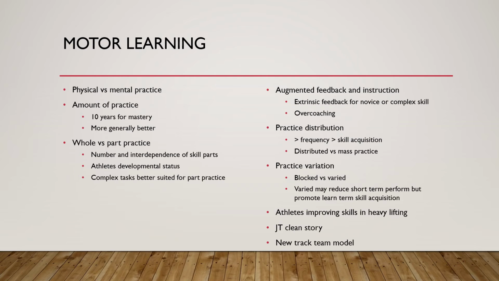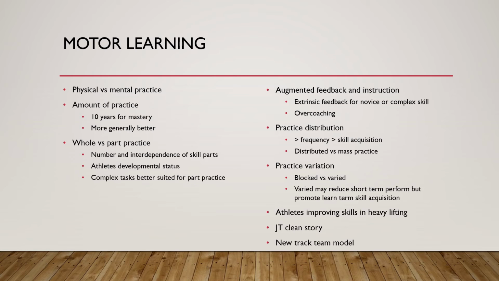How do we break our practices? Or how do we break apart our movements? So whole versus part practice of movements really depends on the number of movements or parts and the interdependence of those parts. So if we're thinking of a given movement, let's say hurdles, right? If you think of a competitive hurdler, there's various parts or components to the hurdle race. There's your lead leg, your trail leg, your lead leg arm, your trail leg arm, your foot position. Okay, so there's various parts to this skill.